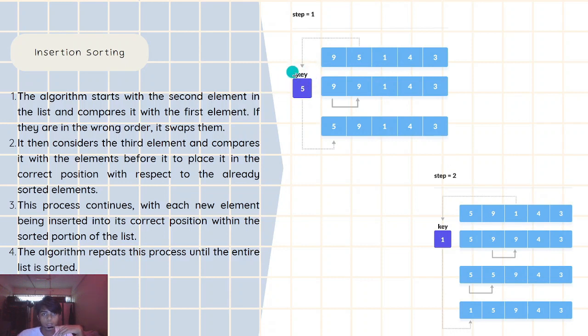For the insertion sorting, we're going to use a key, just as an example. We're going to take 5 as a key, and then we replace the 9 at the 5 position, and after that we're going to replace the first 9 with 5. So that's how the insertion sorting method works.